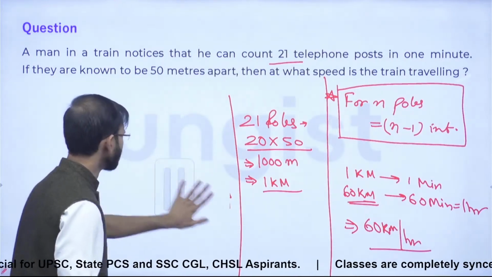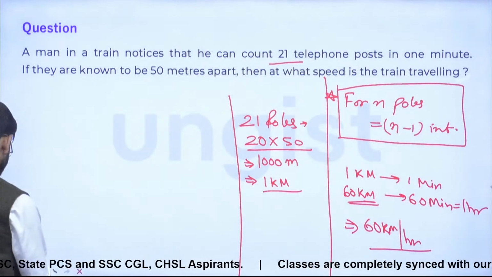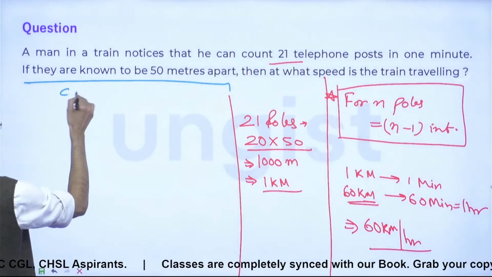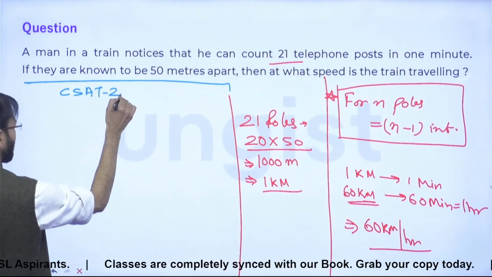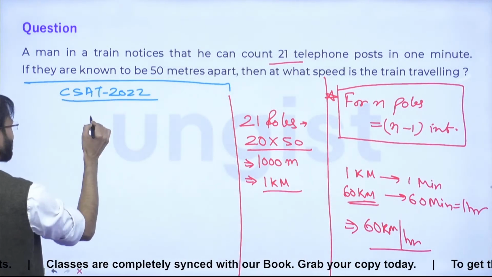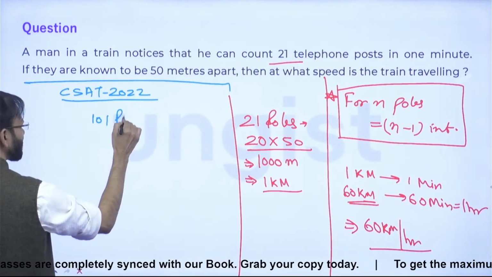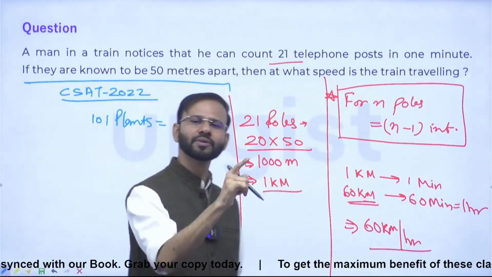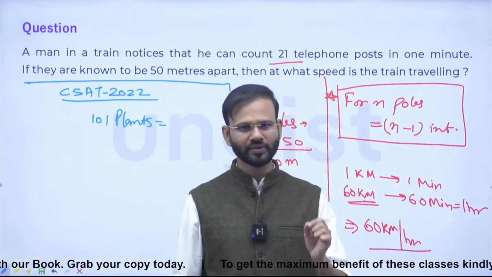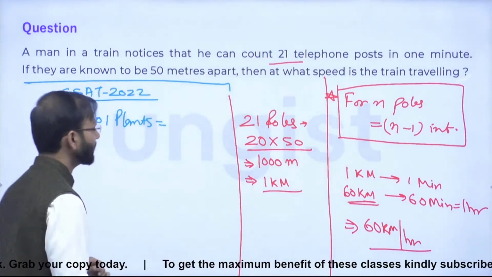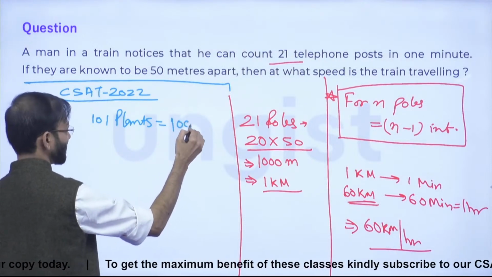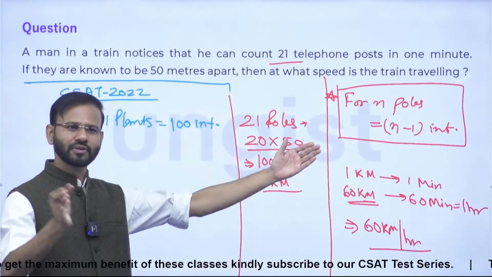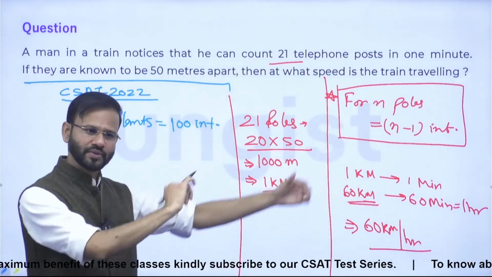I'm just using a different color for this question because this is a UPSC question, right? CSAT 2022. The question is saying 101 plants. So all of you, for 101 plants, how many intervals will be there? 100 intervals, right? So 100 intervals will be there. So the entire long road will be divided into 100 equal intervals, right?